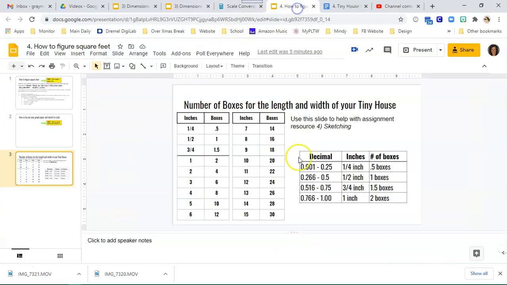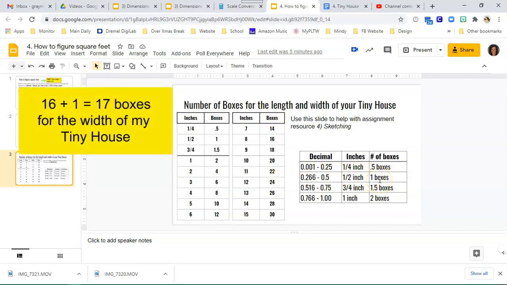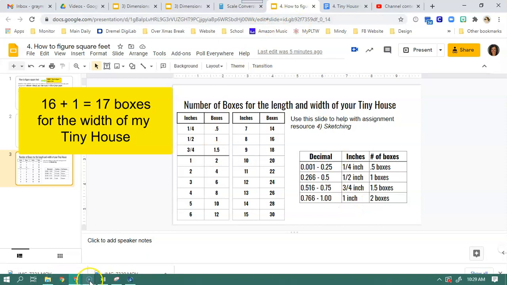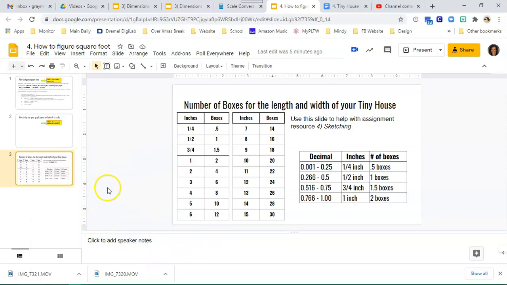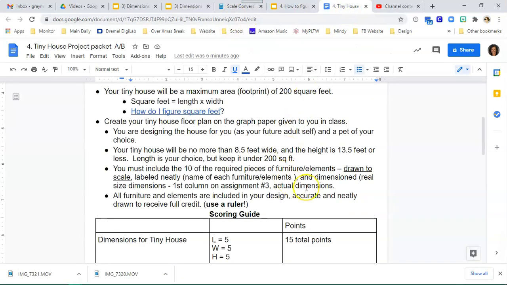So I need to find the fraction 0.5. And here's the fraction 0.5. And that would be 1 box. So I have 16 plus 1. So my width is 17. My width for this would be 17 boxes. And then my length, remember, is whatever your choice is.